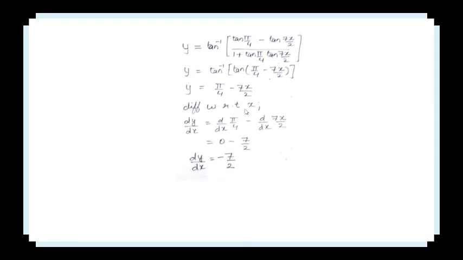Differentiating with respect to x, we get dy by dx equal to d by dx of pi by 4 minus d by dx of 7x by 2. As 7 upon 2 is constant, I can take it out, and the derivative of x will be 1. So I can write this as minus 7 by 2. So your dy by dx will be minus 7 by 2. Now we'll see the next example.